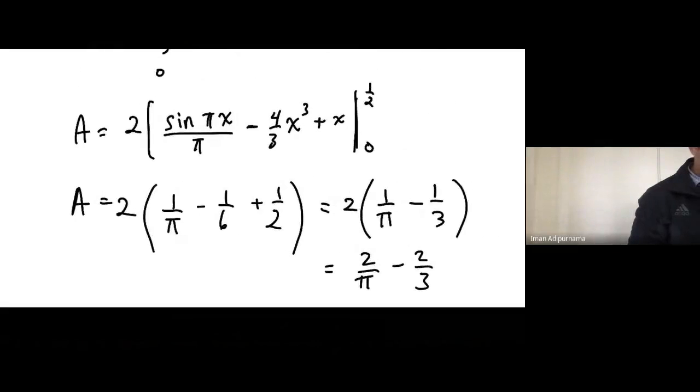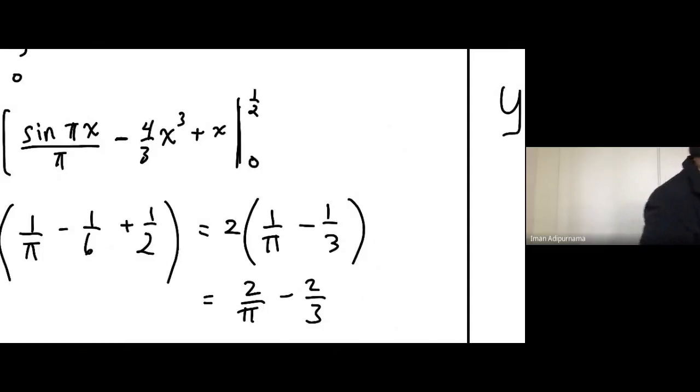And then you get the answer: 2 over pi minus 2 over 3. That's enough. You can stop here and this is your final answer. Or you can stop here, that's also fine. Or if you are lazy, you stop here. For me, that's still okay. And if you want to skip to other questions, that's fine. Okay, that's number 1.